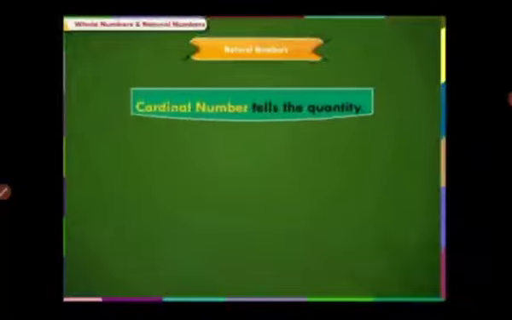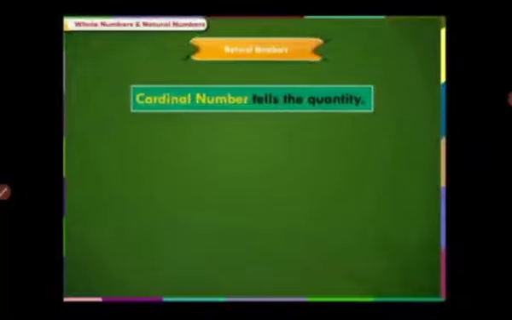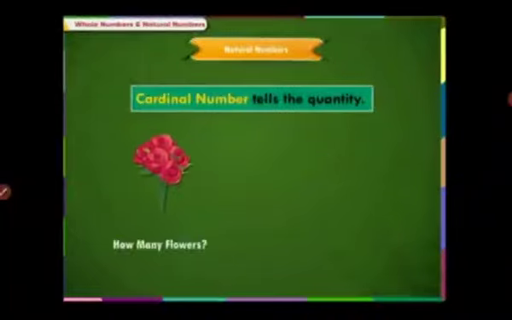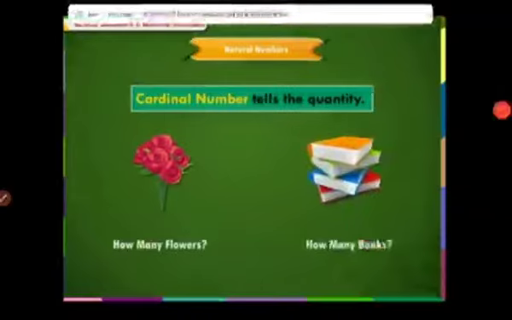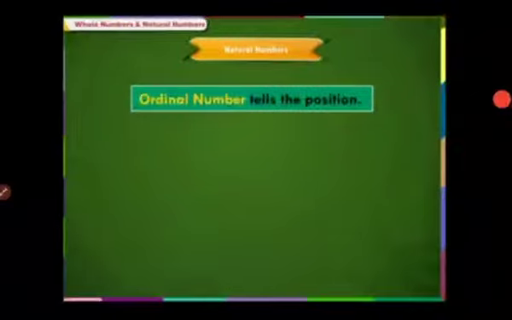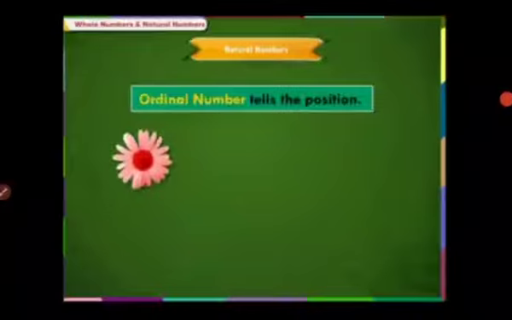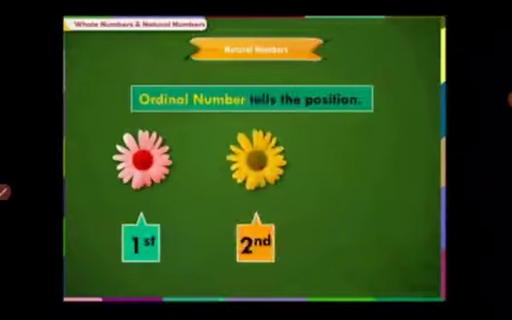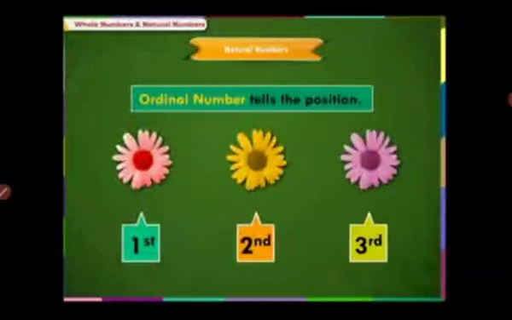A cardinal number tells the quantity. It answers the questions how many? For example, how many flowers? How many books? Etc. An ordinal number tells the position of an object in a sequence. For example, the red color flower is the first. The yellow colored flower is the second. The pink colored flower is the third, and so on.